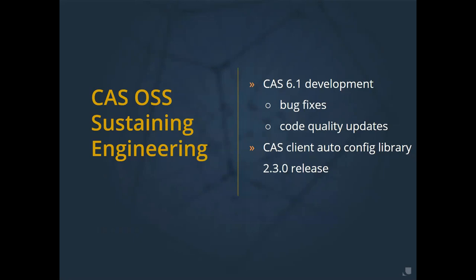And also, among this work under the CAS OSS Sustaining Engineering umbrella, there has been a release of a new version, version 2.3, of the CAS Client Autoconfig Library, which brings the Spring Boot dependency up to date with version 2.1.4. And that is all I have for CAS updates.